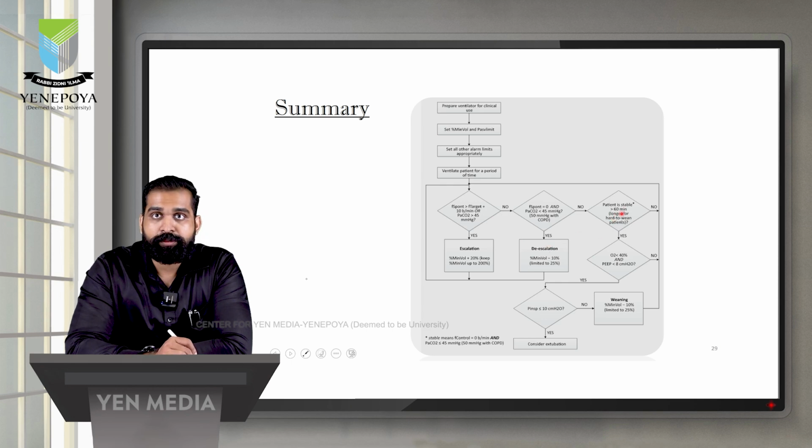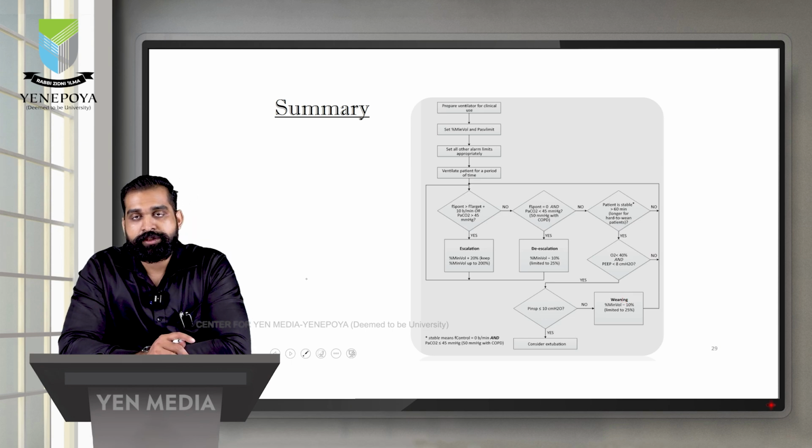Now, if the patient is stable for more than 60 minutes, then you have to look at the oxygen requirement and PEEP requirement. If the oxygen requirement is less than 40% and the PEEP requirement is less than 8, you look at the inspiratory pressure. If the inspiratory pressure is less than 10 centimeters of water, you can consider extubating this patient. If that's not the case, then try to slowly wean off the patient in increments of 10% reduction from the set percent minute volume.